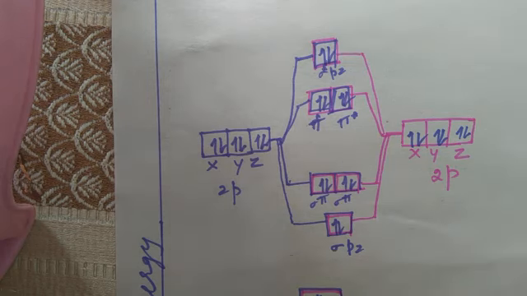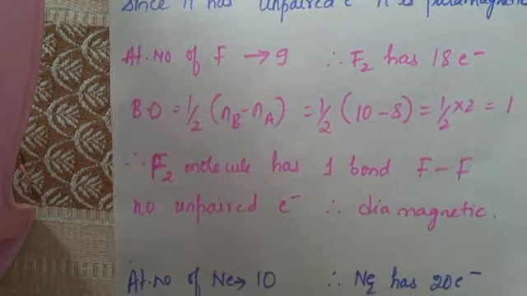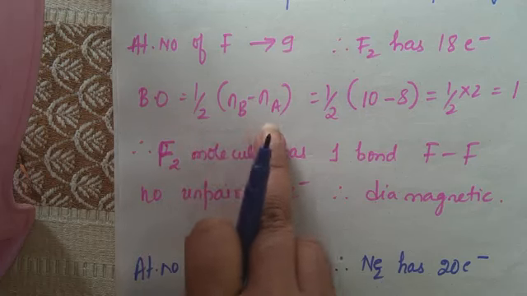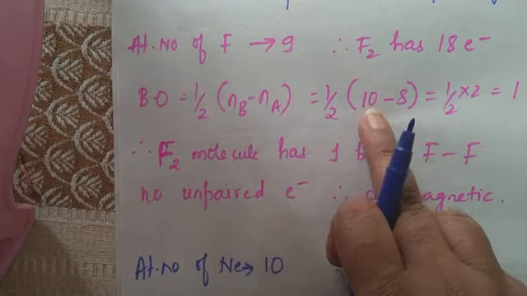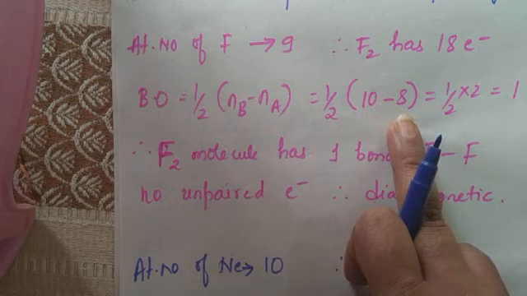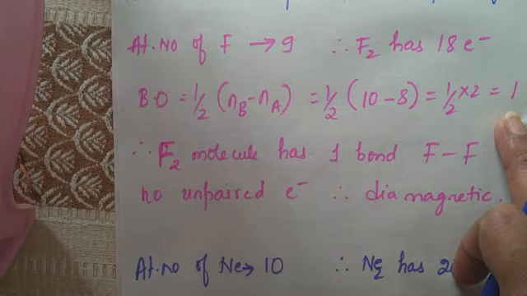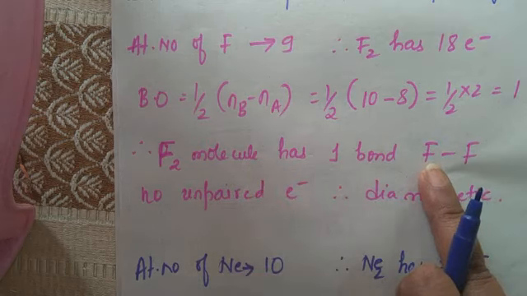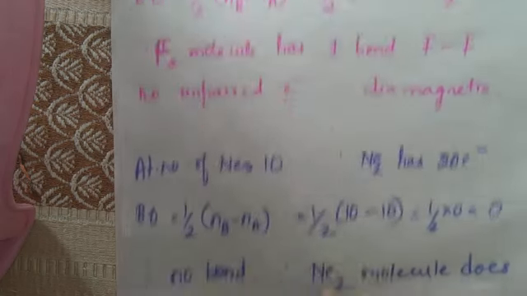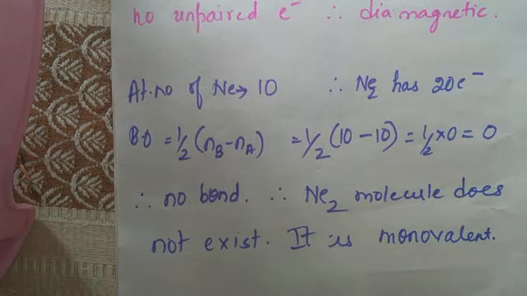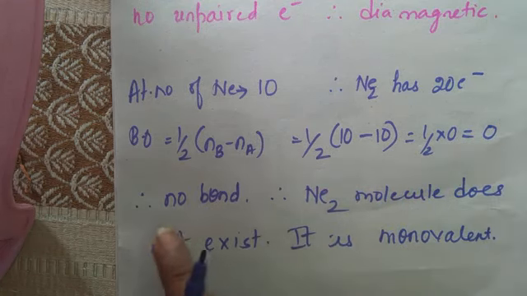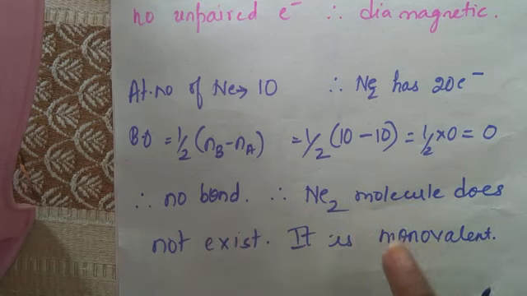It is monoatomic. Here I have shown again the calculation of bond order for fluorine. 18 electrons, bond order is equal to half of Nb minus Na, half of bonding molecular orbital has 10 electrons, anti-bonding has 8, so bond order comes to be 1. So the fluorine molecule has one bond, which is shown like this, no unpaired electron, therefore diamagnetic. Atomic number of neon is 10, it has 20 electrons, so bond order is half of 10 minus 10 which comes out to be 0. Therefore, no bonds exist, the neon molecule does not exist, and therefore it is monoatomic.